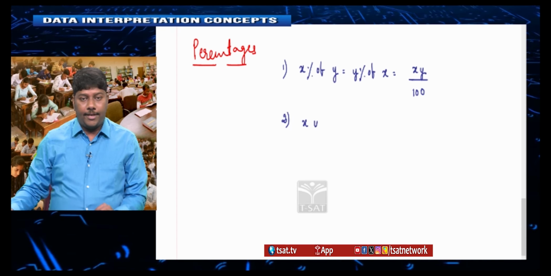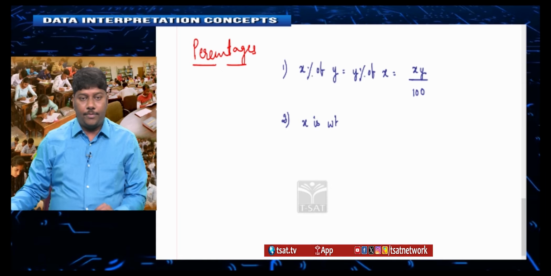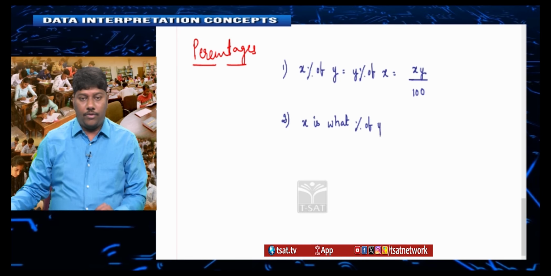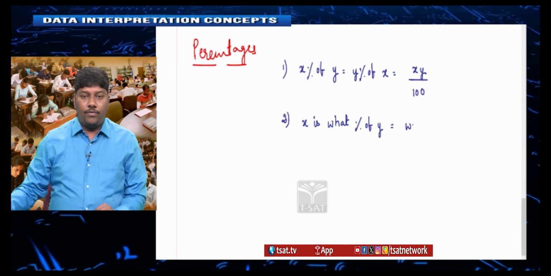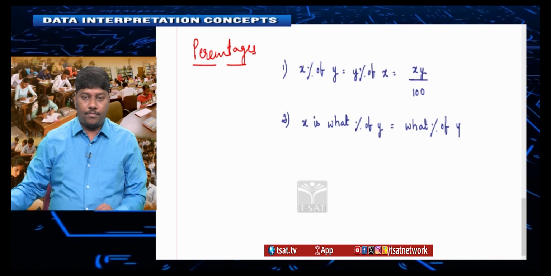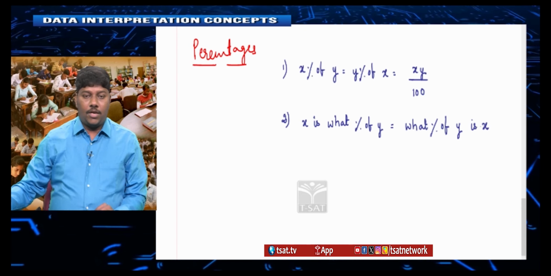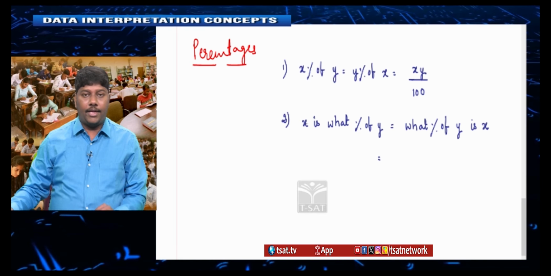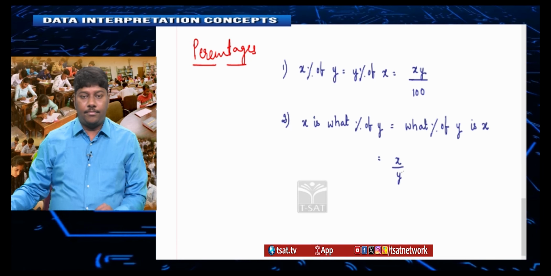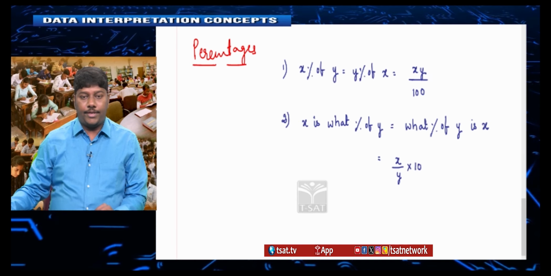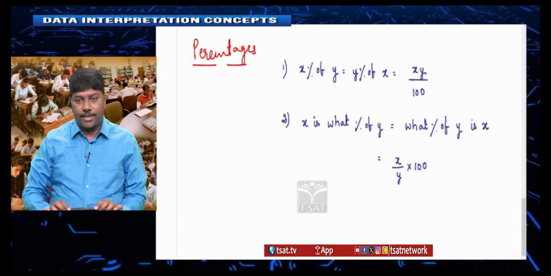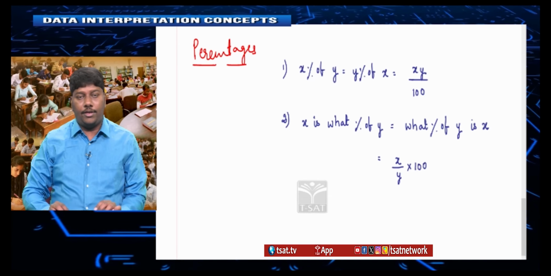X is what percent of Y, or else what percent of Y is X? In both ways the answer is the same. You are comparing X with Y. So, X should be in the numerator, Y should be in the denominator, into 100. So, X is what percent of Y, or what percent of Y is X? It is X by Y into 100.